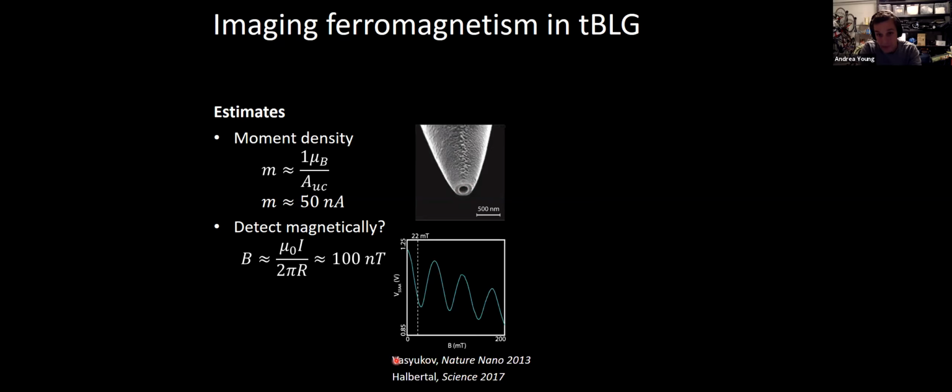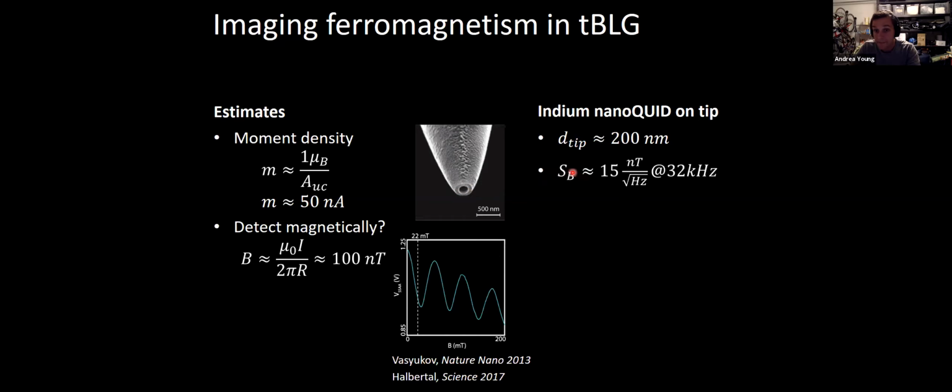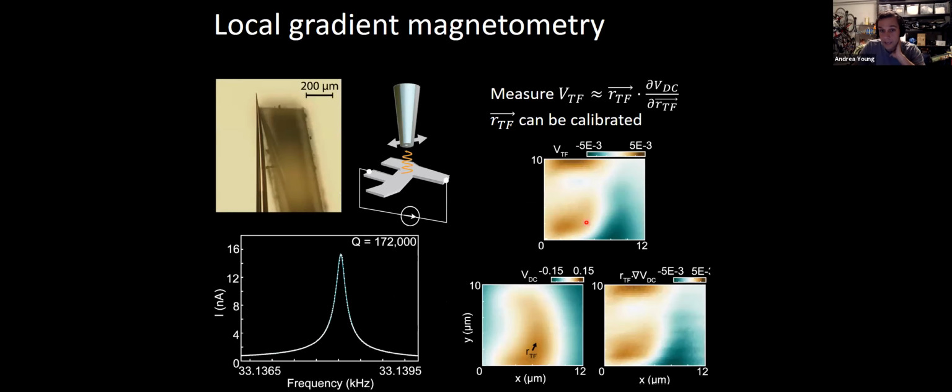So we've been building up this technique in my lab, and what I'm going to show you is data from an indium nanoSQUID on a tip. It has a diameter of about 200 nanometers and a magnetic field noise of about 15 nanotesla per root hertz, which means that in less than a second, we can detect these types of magnetic fields. And it operates in a convenient temperature range and magnetic field range precisely for studying this type of physics. So before I show you data, I have to tell you how the measurement works.